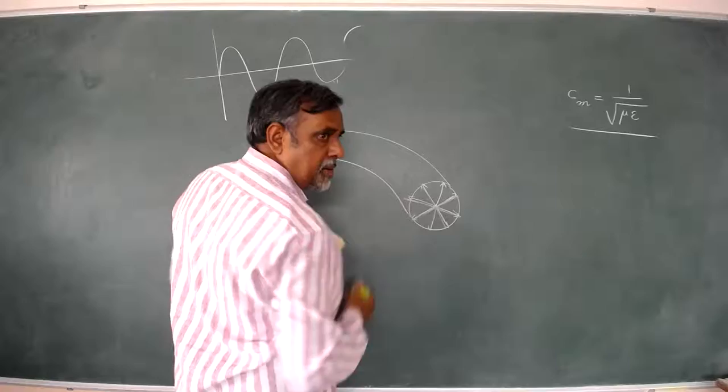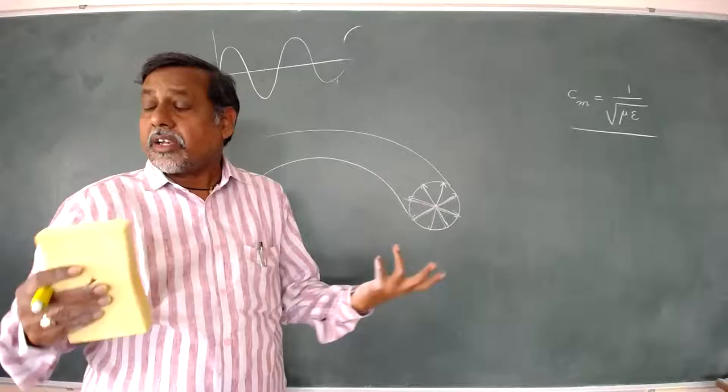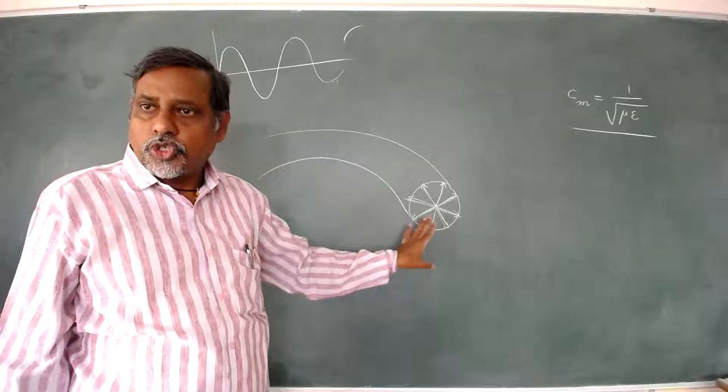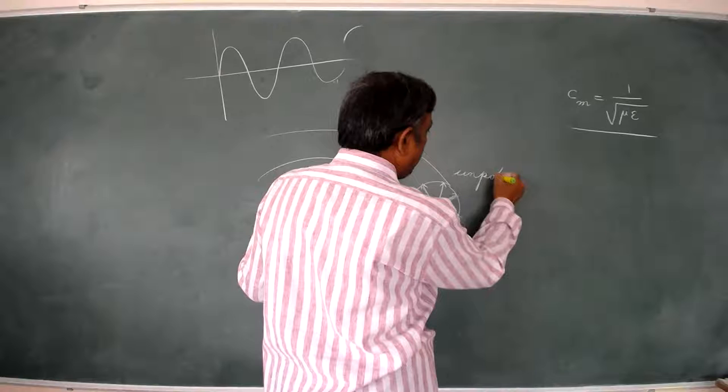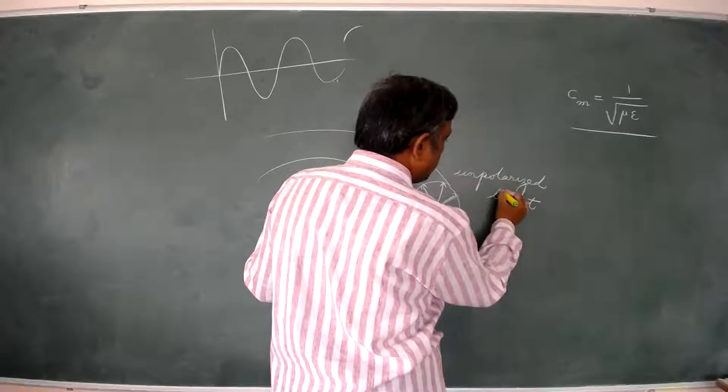By doing so, what happens? The complete light energy is spread. This type of light is usually known as unpolarized light. Unpolarized light, you see. And what do you mean by polarization?